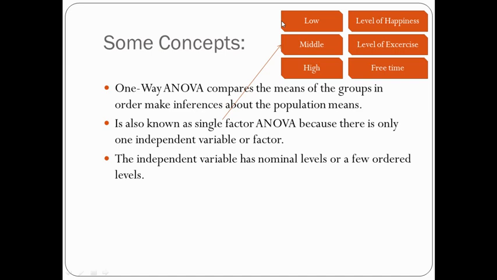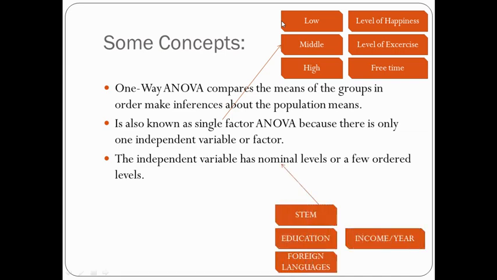The third concept to take away is this: the factor or the independent variable has nominal levels or a few ordered levels. Okay, have three nominal levels or four nominal levels, or three or four or five ordered levels. So let me deconstruct the concepts again for ladies and gentlemen.